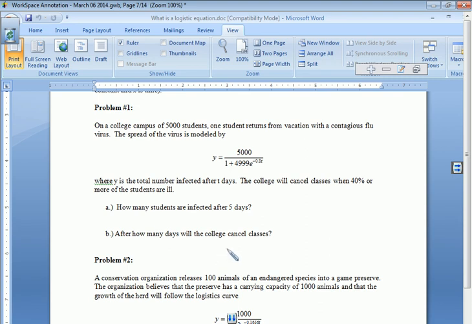It depends on the information you're given, which one you would go with. Okay. So in problem number 1, it tells us everything we need to know, and it already gives us the equation that models this situation.